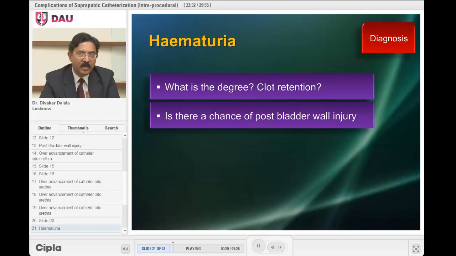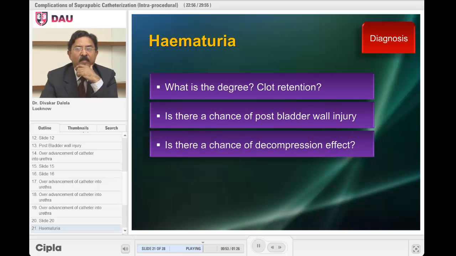Why has this haematuria occurred? That question should also bother you, because bleeding can come from the anterior bladder hole, or there may be inadvertent posterior bladder wall injury, a small sharp cut, a small tip of the trocar incising somewhere or rubbing against the mucosa, may not be through perforation, but a partial injury of the posterior bladder wall which is bleeding.